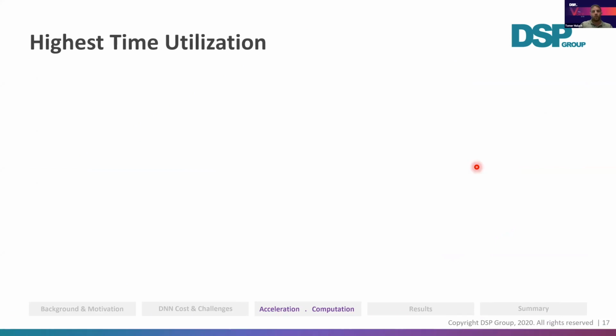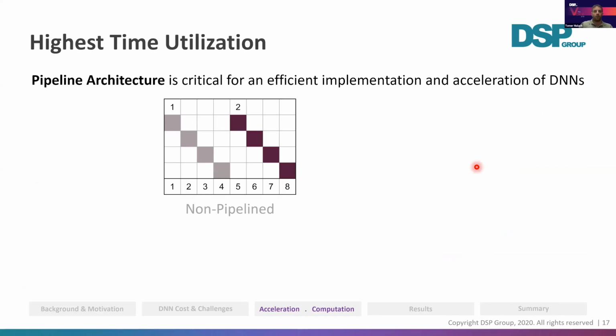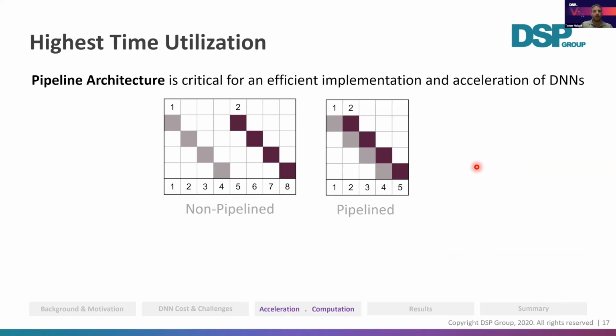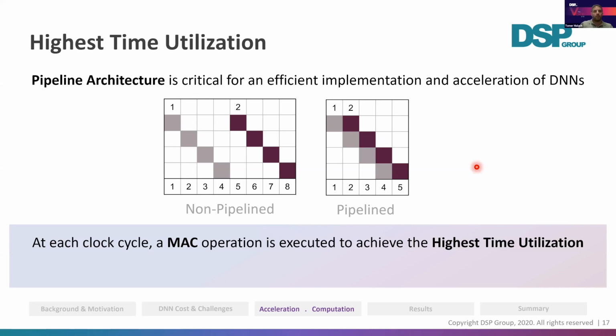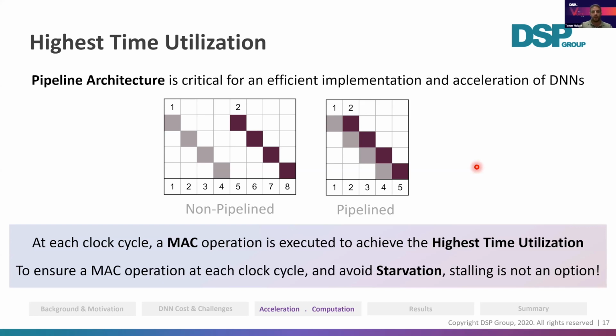The second thing is that we are achieving the highest time utilization. Pipeline architecture is critical for efficient implementation and acceleration of deep neural networks. Instead of using a non-pipeline architecture, we are using a pipeline architecture. We are limited by the number of clock cycles of our clock. So at each clock cycle, we have a MAC operation that is executed, and by that we are achieving the highest time utilization. All the cycles execute one MAC operation. And to ensure a MAC operation within each clock cycle and avoid starvation, stalling is not an option in our system.